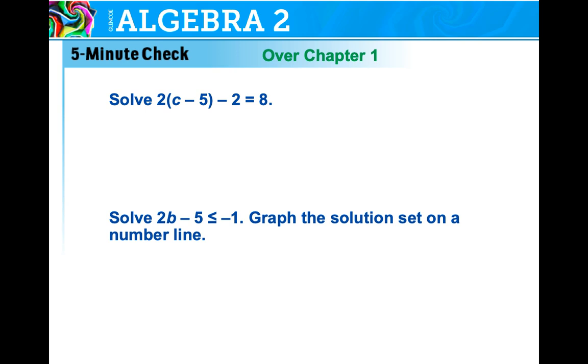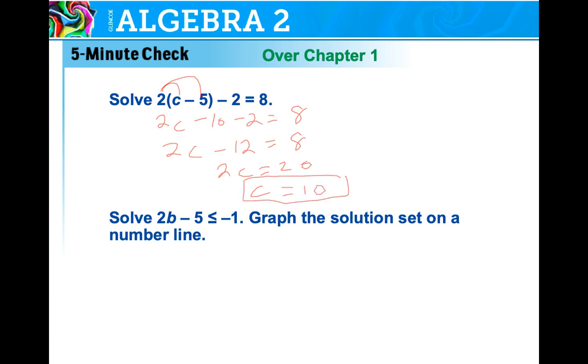Start off with a little bit of a review, and we can solve these, so go ahead and solve these. 2c minus 10 minus 2 is 8. 2c minus 12 is 8. 2c is 20. c is 10. Very nice. Graph the solution set on a number line.